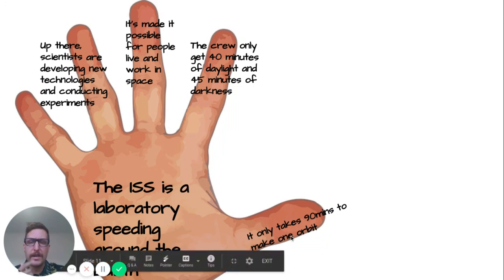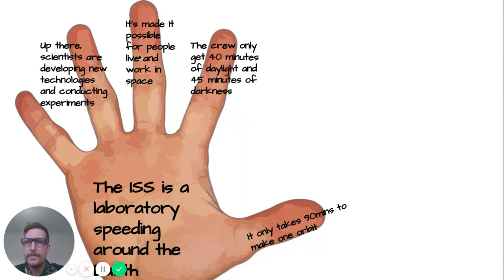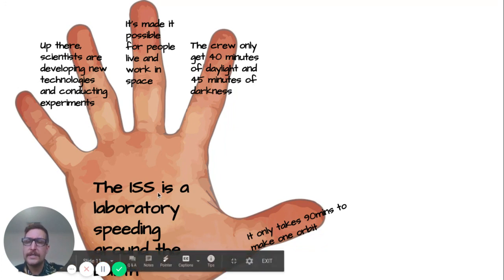So around here, I've got my supporting details, and this one here supports the fact that it's hurtling or speeding around the Earth, so that's good. I've got this one here. This also supports the fact that it speeds around the Earth. They are slightly different, so I'm not doubling up there. I've got this one here. It's made it possible for people to live and work in space. So that backs up the fact that it's a laboratory in space.